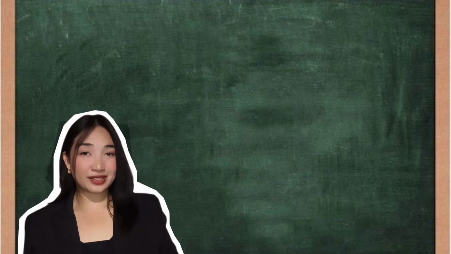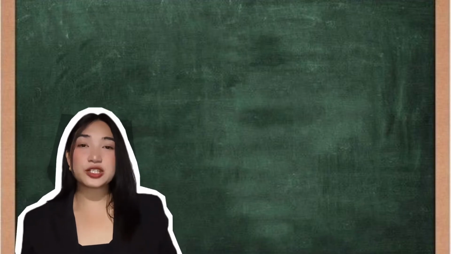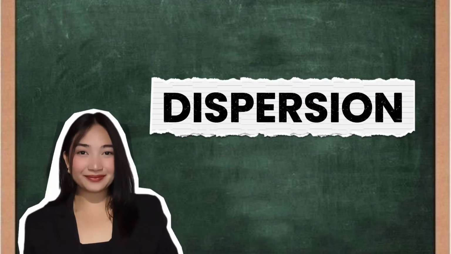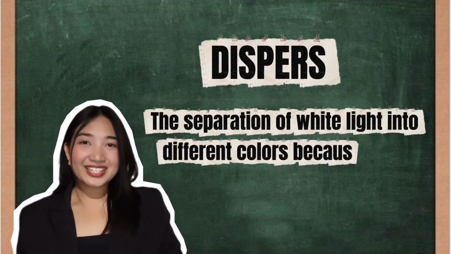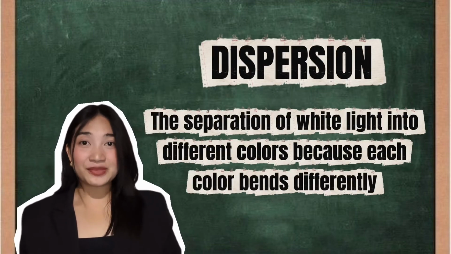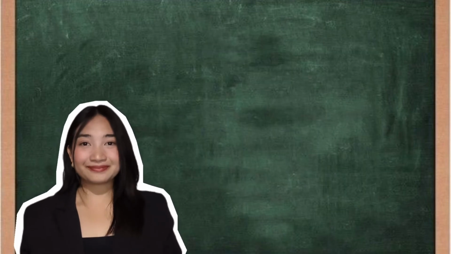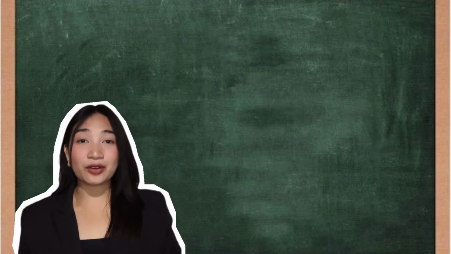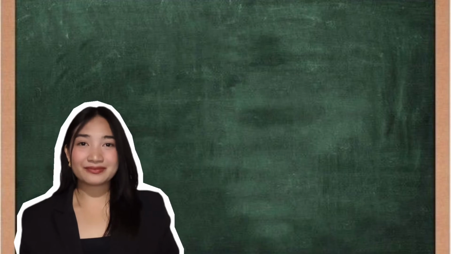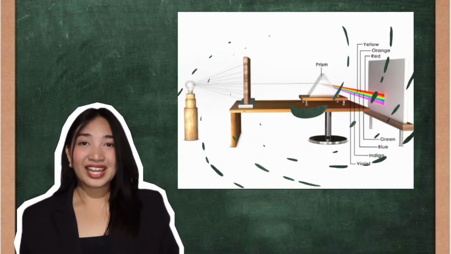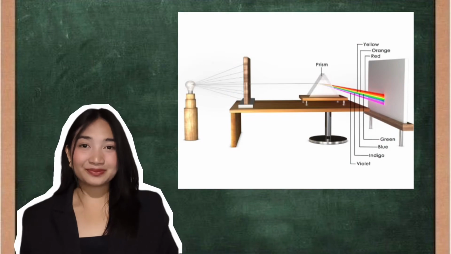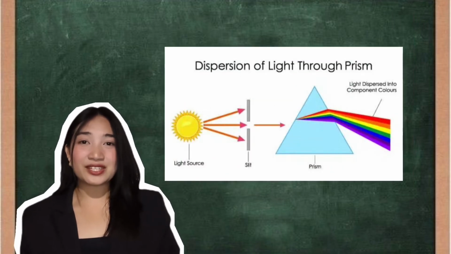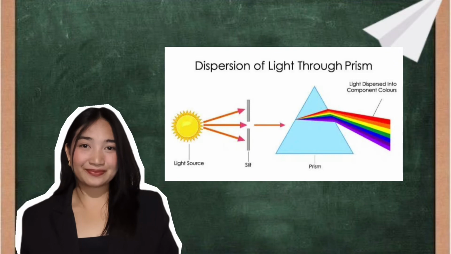When white light passes through a prism, the colors don't stay, they spread apart into a rainbow of color. This process is called dispersion. Dispersion is the separation of white light into different colors because each color bends differently. White light may look plain or colorless, but it is actually made up of many colors combined together. When white light passes through a prism, each color bends at a different angle. Because of this difference in bending, the colors spread out and become visible as a spectrum.